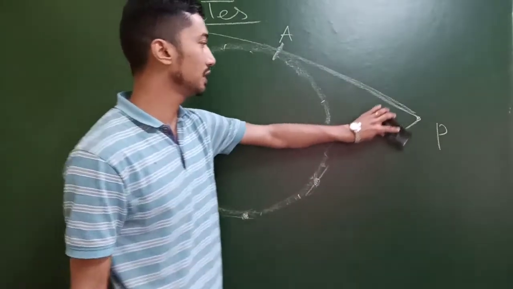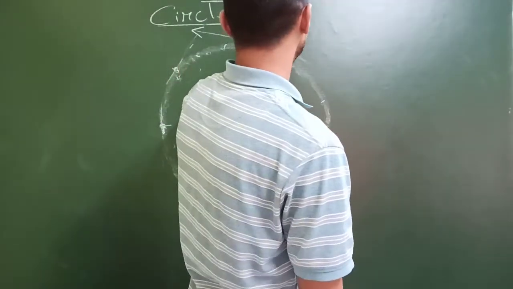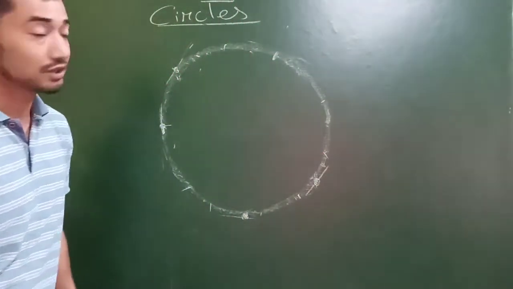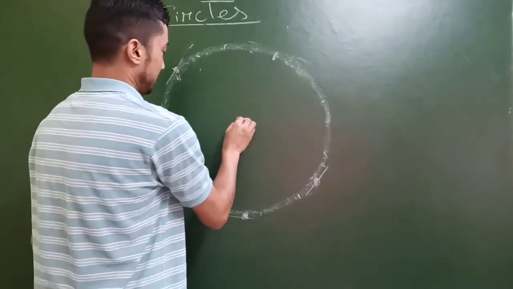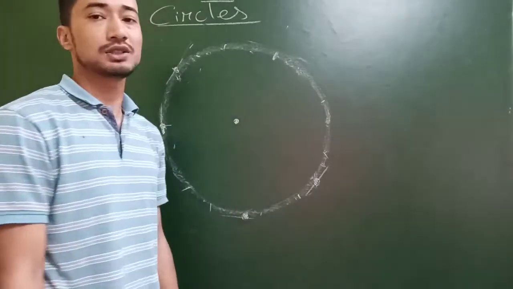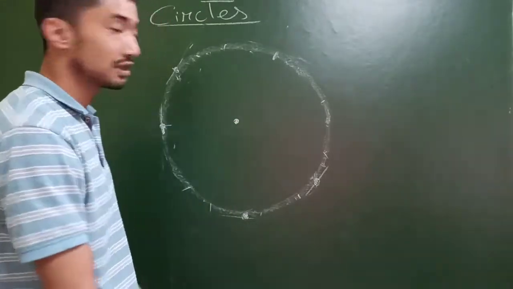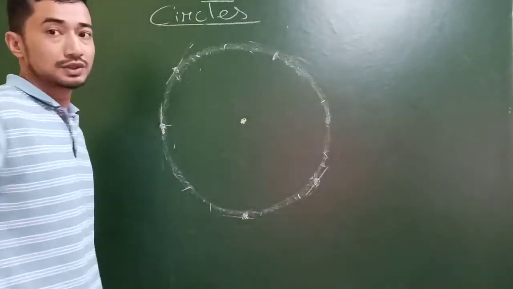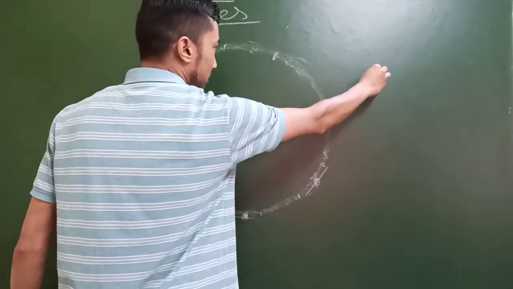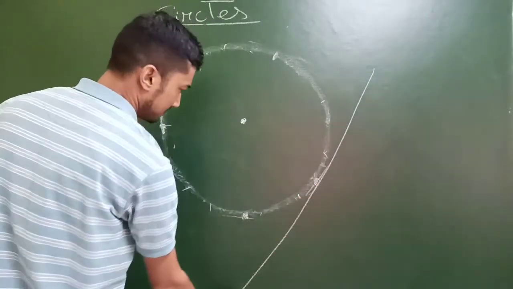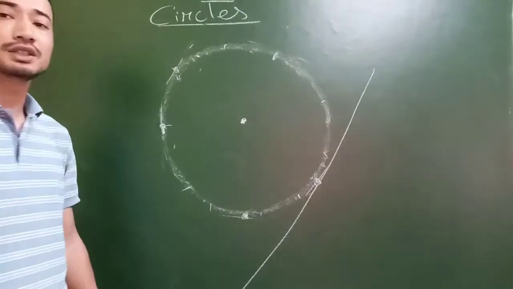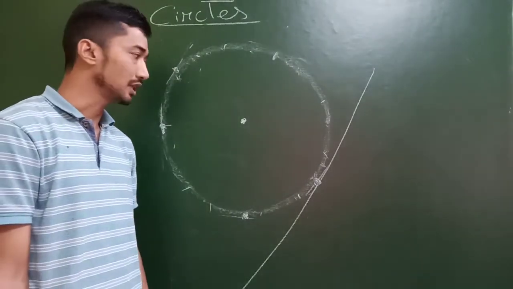Draw a circle quickly. Please draw a circle. Are you done? Have you drawn a circle? Chalo. Then now what I want you to do is draw a tangent anywhere. Okay. For me, I'll draw here. Draw a tangent. Mark the point of contact. Got it? Mark the point of contact.